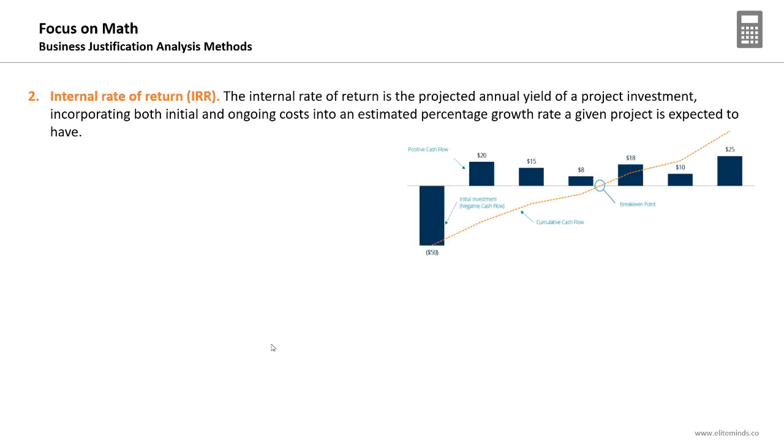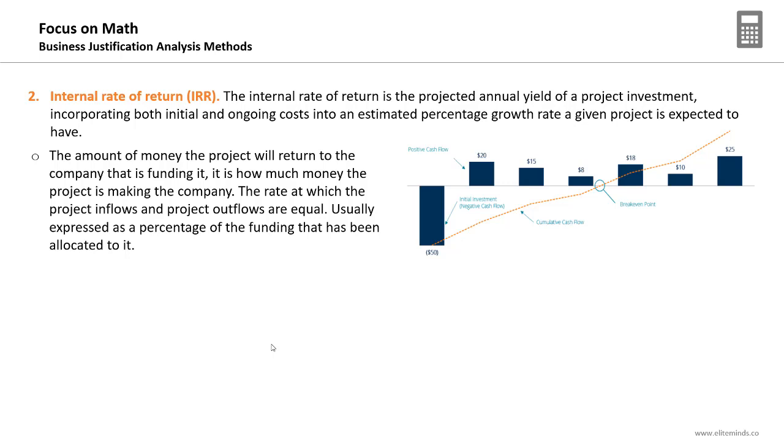Now the second analysis method for business justification and project selection is the IRR, or the internal rate of return. It can be defined as the projected annual yield of a project investment, incorporating both initial and ongoing costs into an estimated percentage growth rate a given project is expected to have. So again, it's the projected annual yield of a project investment. What you are expecting from this project on annual basis. The amount of money the project will return to the company that's funding it. It's how much money the project is making the company.